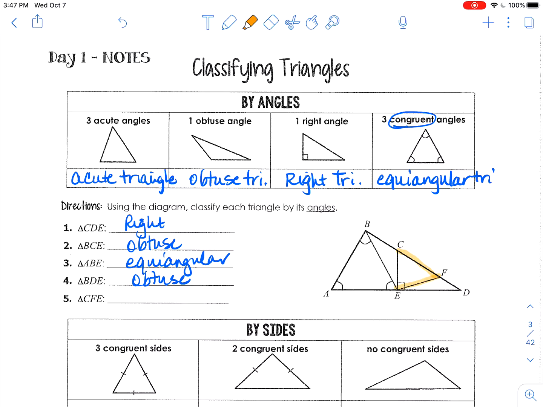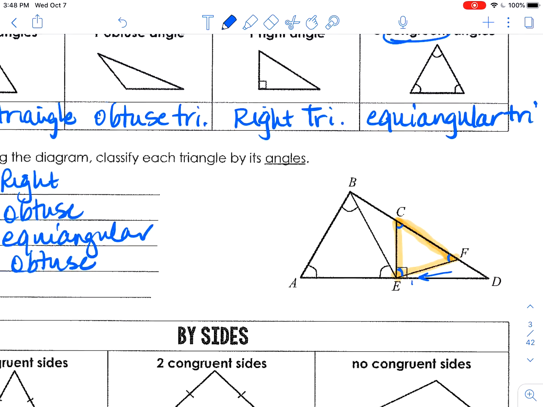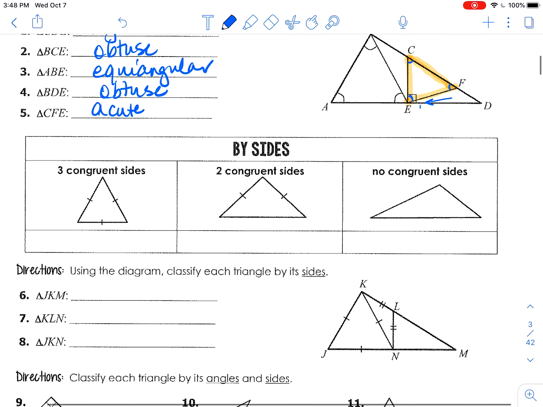Okay, next up is going to be CFE. So start at C, go to F, then to E. Now, you might think that this right angle is part of it, but it's not. There's actually a little space right in here. So this is an acute angle, another acute angle, and yet a third acute angle. When all the angles are acute, we have an acute triangle.